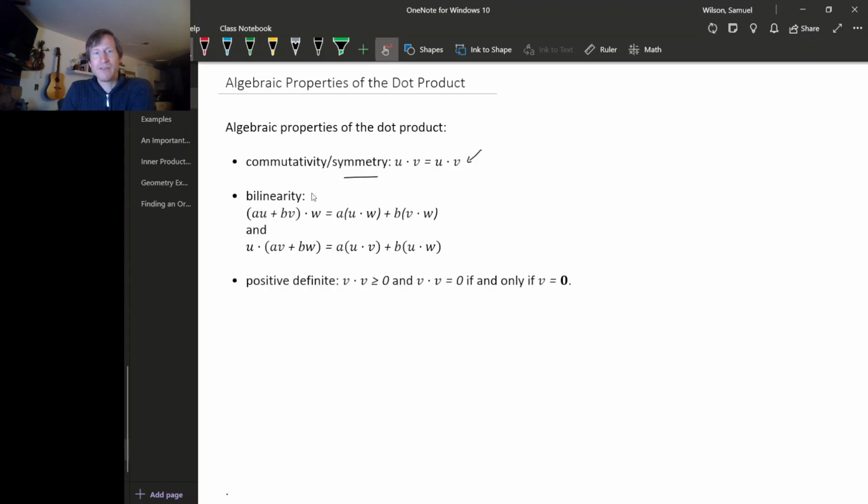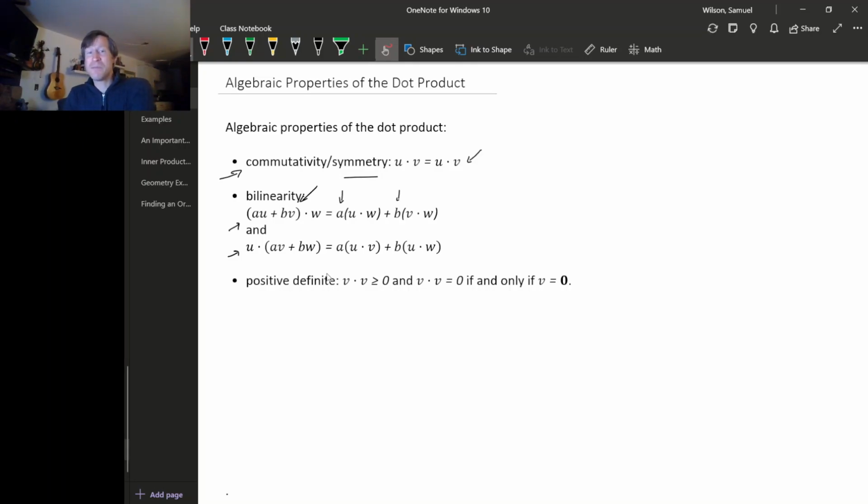So if you have a linear combination on the left factor of the dot product, then you can distribute it and move the scalars outside. A and B here are supposed to be denoting scalars. So you can distribute the dot product leftwards, and also you can distribute the dot product rightwards. Of course, because the dot product is symmetric, I don't really need to say these two things separately, but I'm just writing them both down for completeness.